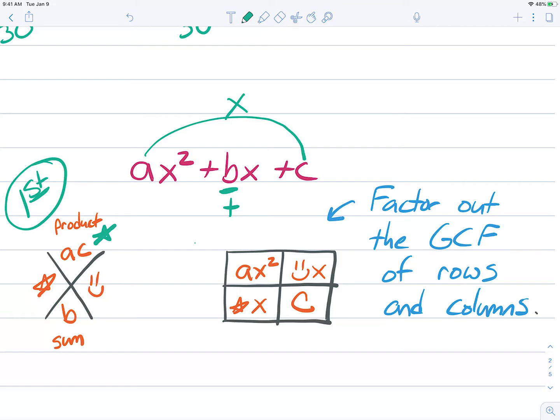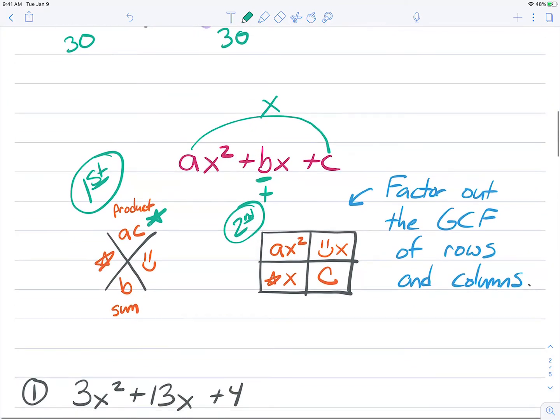Then the second step is you're going to put it into the box. So it's kind of like you're going backwards from when we just multiplied binomials. You figured out what the box was, now you need to figure out what you multiplied by. So we're going to factor out the GCF of the rows and the columns. So let's actually try this.